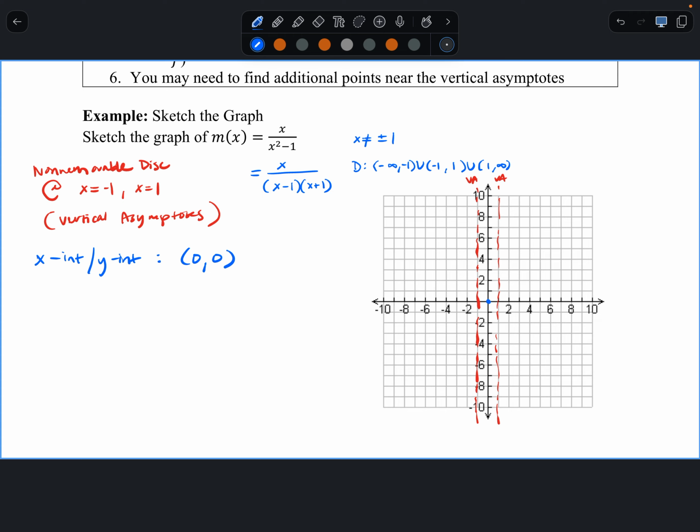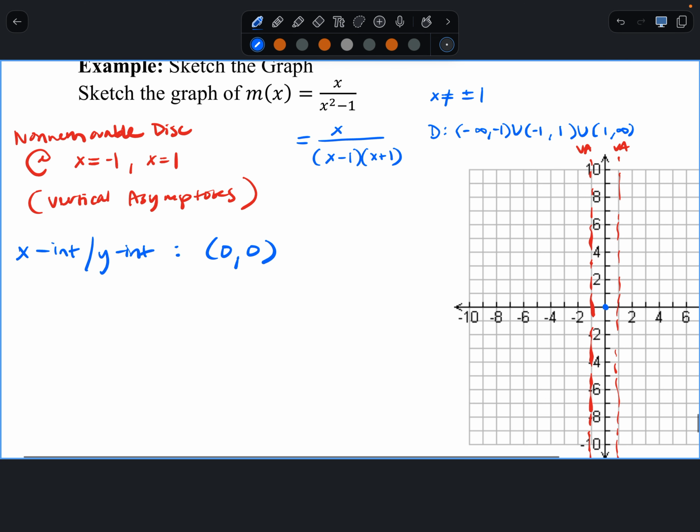It also means, because we know the graph crosses at the x-intercept based on the multiplicity of the 0, the graph is going to then have to trend towards positive infinity as x approaches negative 1 from the right. What? Because it's not bouncing off, it has to cross. And it can't cross again.